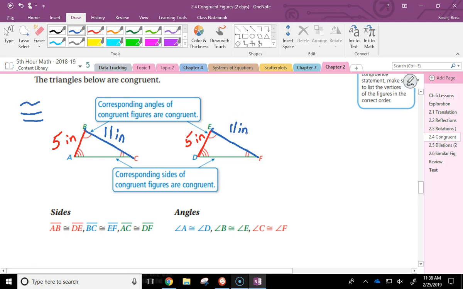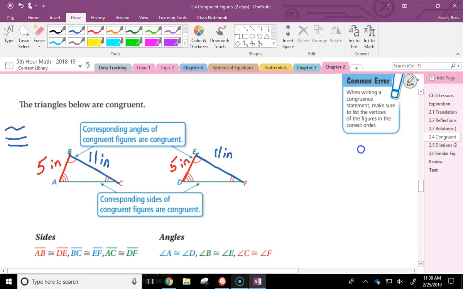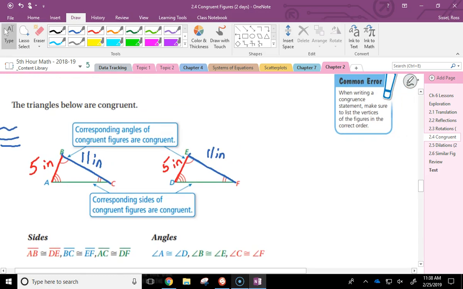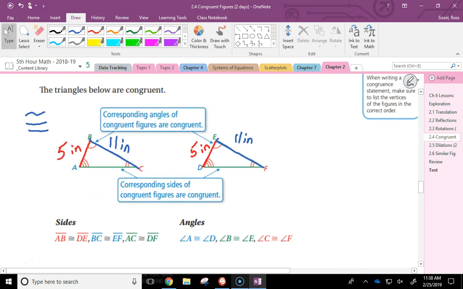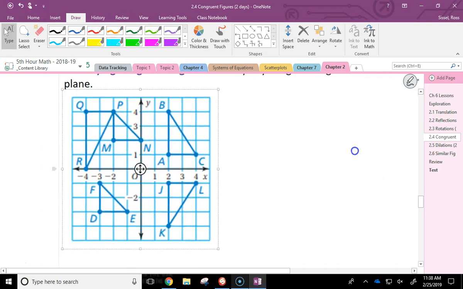Now, the biggest thing we have to make sure we don't mess up, this common error, says when writing a congruent statement, make sure to list the vertices of the figures in the correct order. So it's important that you match up corner to corner. We can't just randomly choose, because if I mix up the corners, that's going to change our shape. So we have to make sure we match them up. This should be fairly simple.